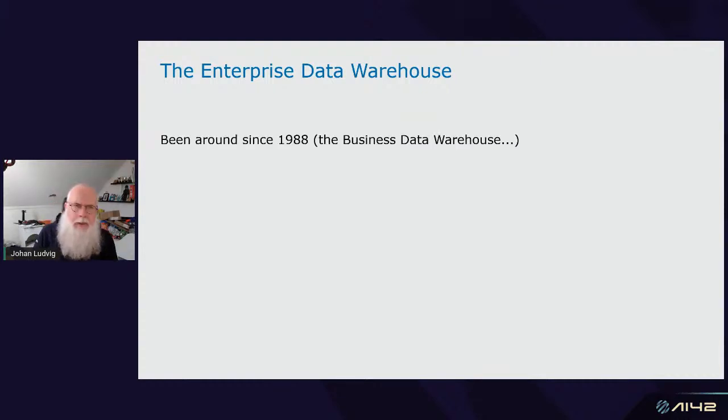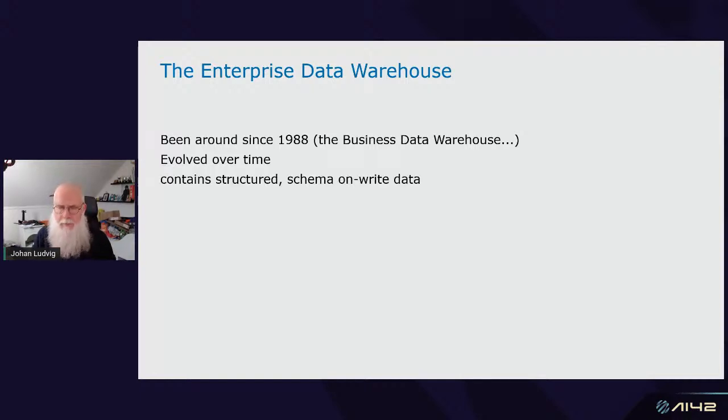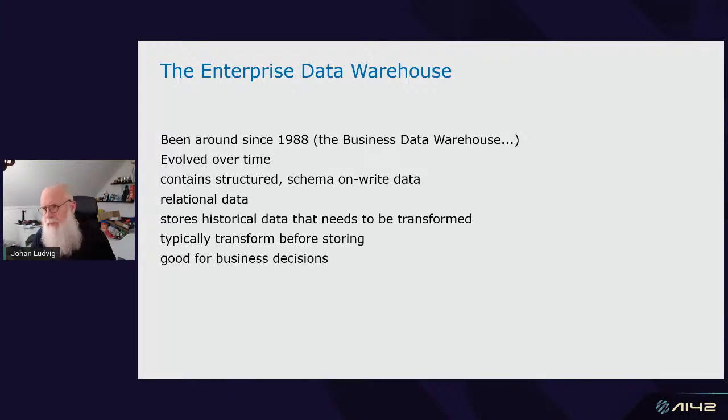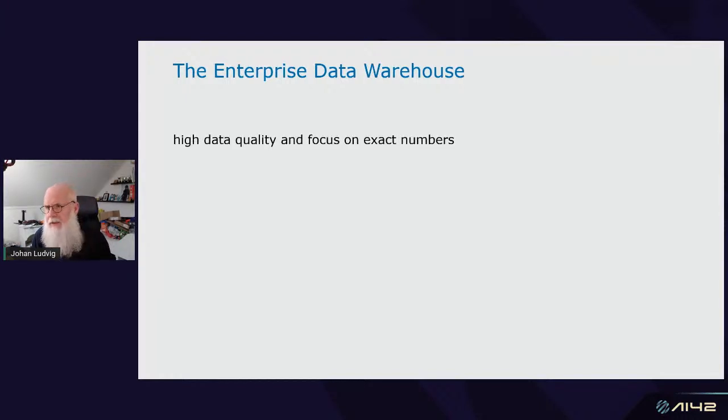So very quickly, the data warehouse has been around since around 1988. It evolved over time, and it involves, of course, schema on write data. It's a relational database centric system, and it is made to store historical data that needs to be transformed and aligned so it can support cross-business or cross-system querying for the entire business. And typically you do an ETL, so extract, transform, and then load or store the data afterwards. And this cross-system querying means that it's very good for business decisions or enterprise-wide reporting. But it also means it has a focus on high data quality and exact numbers, which means you get very long development life cycles because you are focusing on making sure that your numbers are correct and everything is sorted properly.